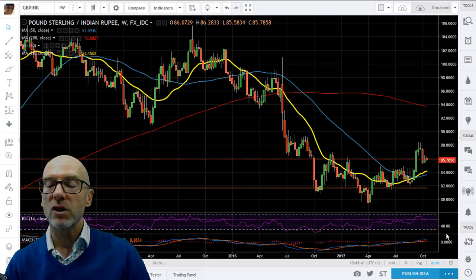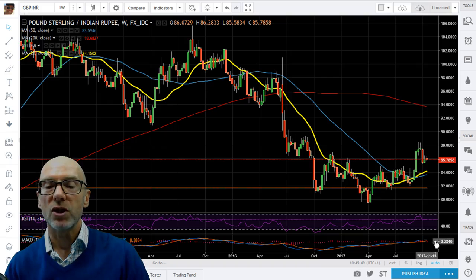Momentum wise, we've still got positive momentum. RSI 56.01 and the MACD short term above the long term, and they're above zero.